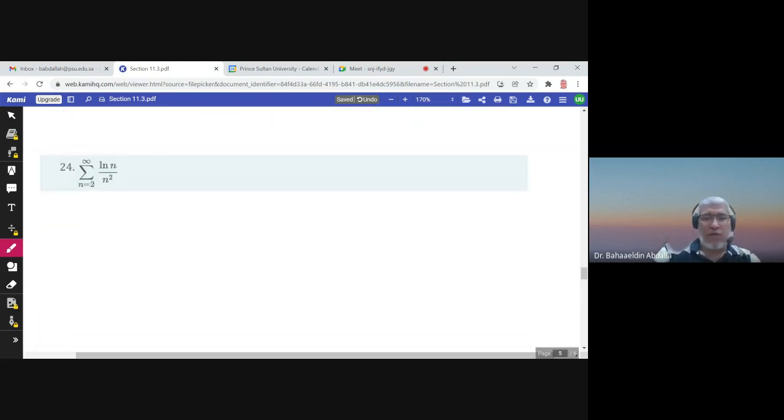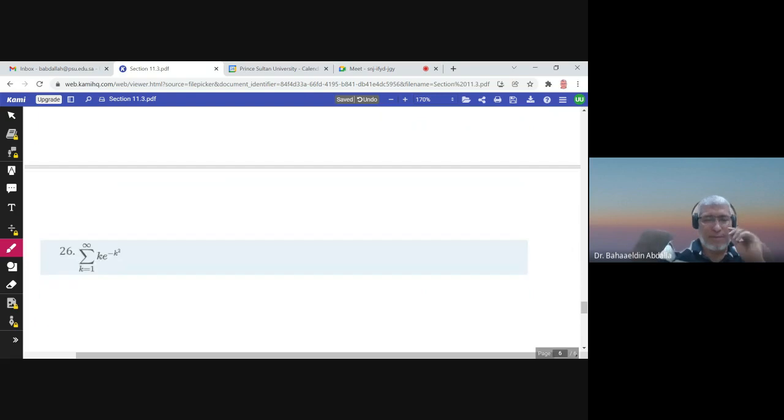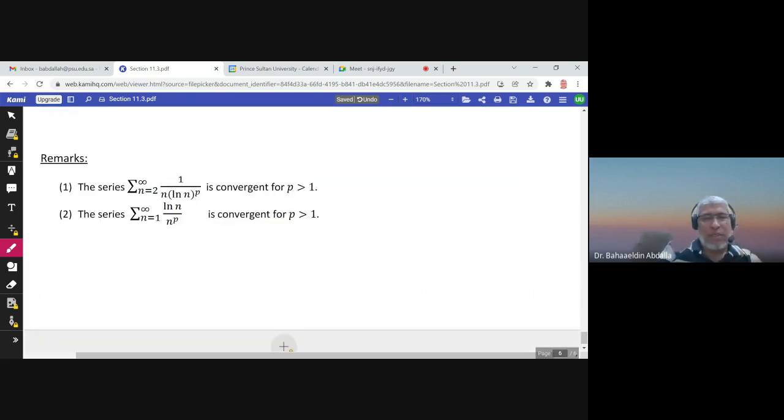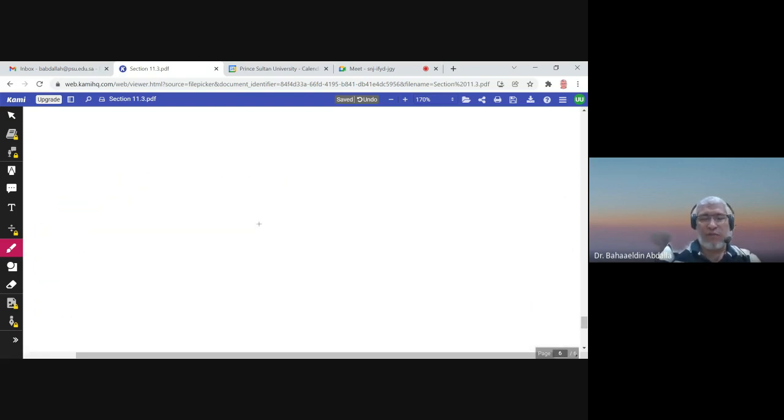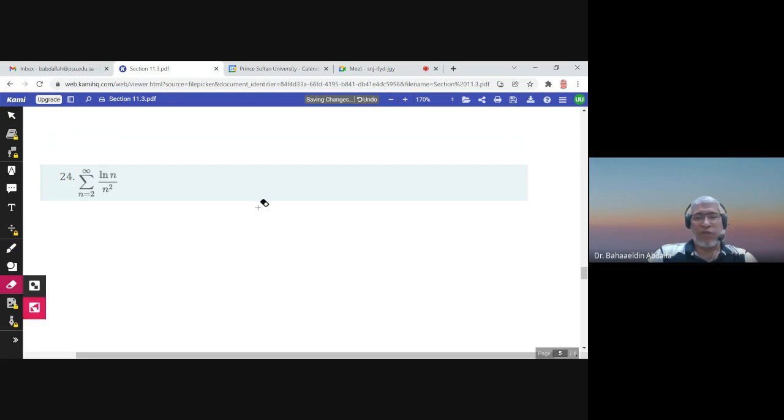ln n over n squared. Well, again, this is an example about this one, ln n over n to the power p, and I know it's convergent from this remark, but it is not enough to say it's convergent, okay? You have to prove it using the integral test. So this remark is for you to know that I will use the integral test for such series.